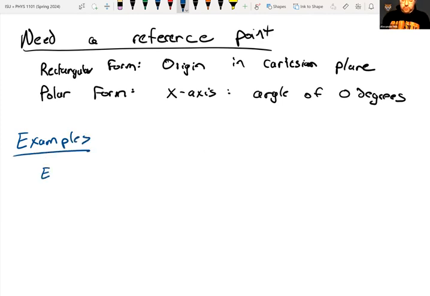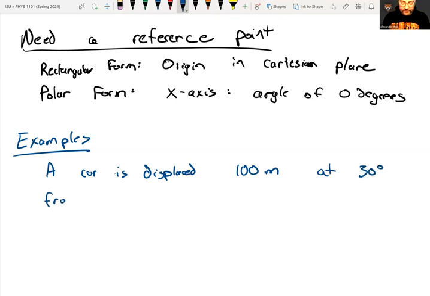So for example, a car is displaced, we'll say 100 meters at 30 degrees from where it started.